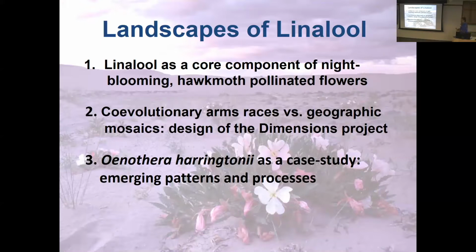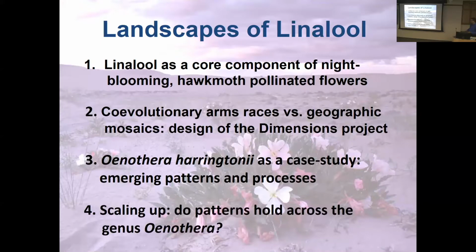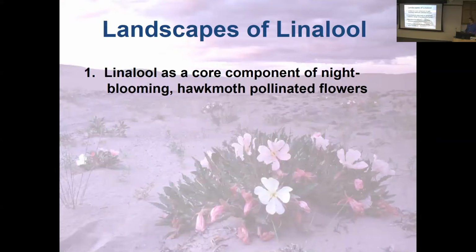And I'm going to drill down deep into how Oenothera harringtonii interacts with its friends and enemies across its known distribution in Colorado. And then I want to finish up by scaling up to the phylogenetic scale and looking at the genus Oenothera, at least in Western North America, and asking if some of the patterns and processes that we think we're discovering in Oenothera harringtonii are also shared with its closer and more distant relatives. So that's where we're going today. Let's begin by talking about linalool.